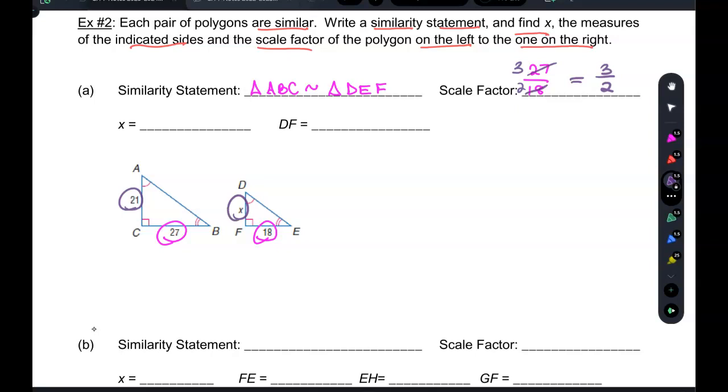Now, I can make a proportion to solve for x, and there's lots of different ways I could set this up. I could do 21 over x equals 27 over 18. But again, 27 over 18, that was the scale factor. So sometimes it's easier just to use the scale factor when we are simplifying this. So let's cross multiply. And 3 goes into 42 14 times. And DF is x, so that is 14.